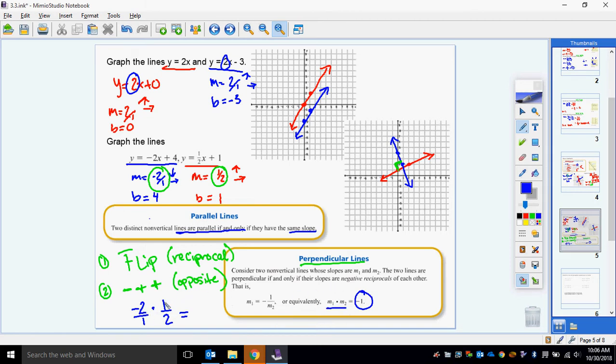So for instance, if I multiply these two slopes, when I multiply fractions, remember we multiply the top numbers and then the bottom numbers. So negative 2 times positive 1 would be a negative 2. Positive 1 times a positive 2 would be a 2. Oh my goodness, that simplifies to negative 1. So these are opposite reciprocals. That means they're perpendicular.